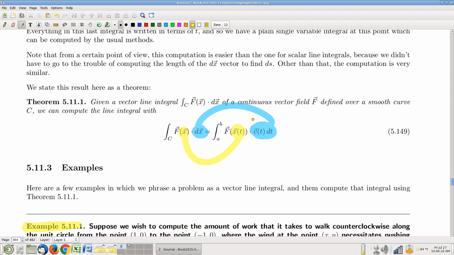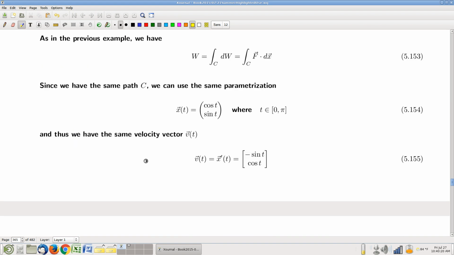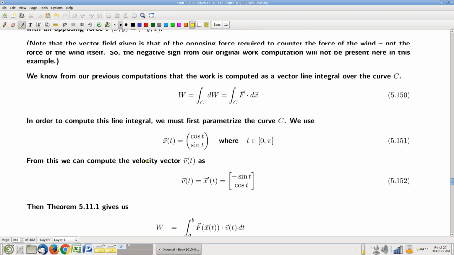And I think I have just enough time to go through one example here. Let's see, how many examples are there here? Oh, there's several. Okay, all right. Anyway, I want to do one example at least.